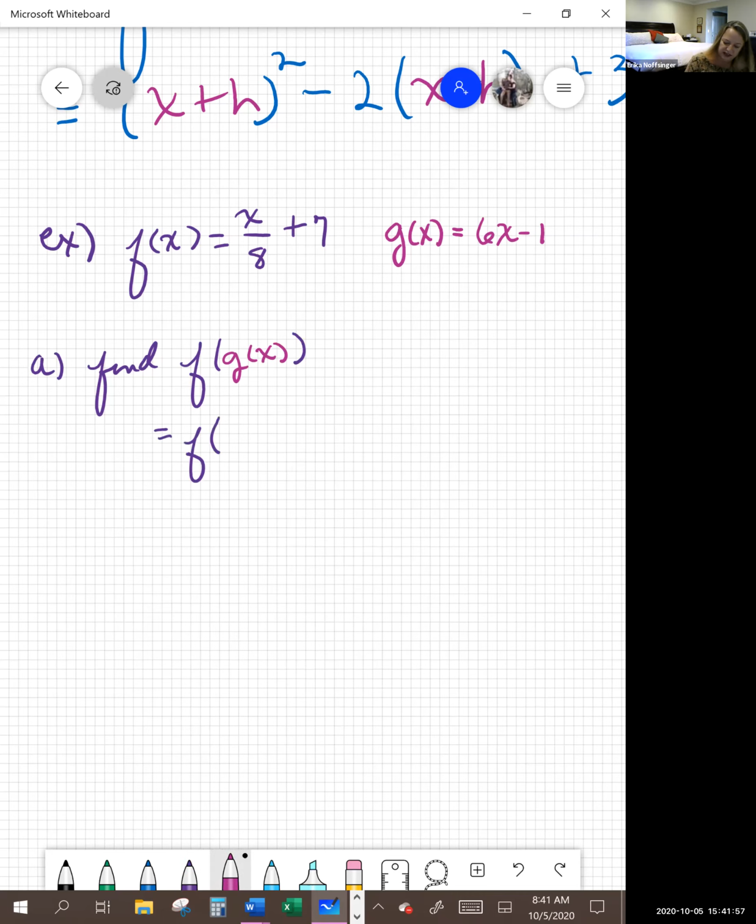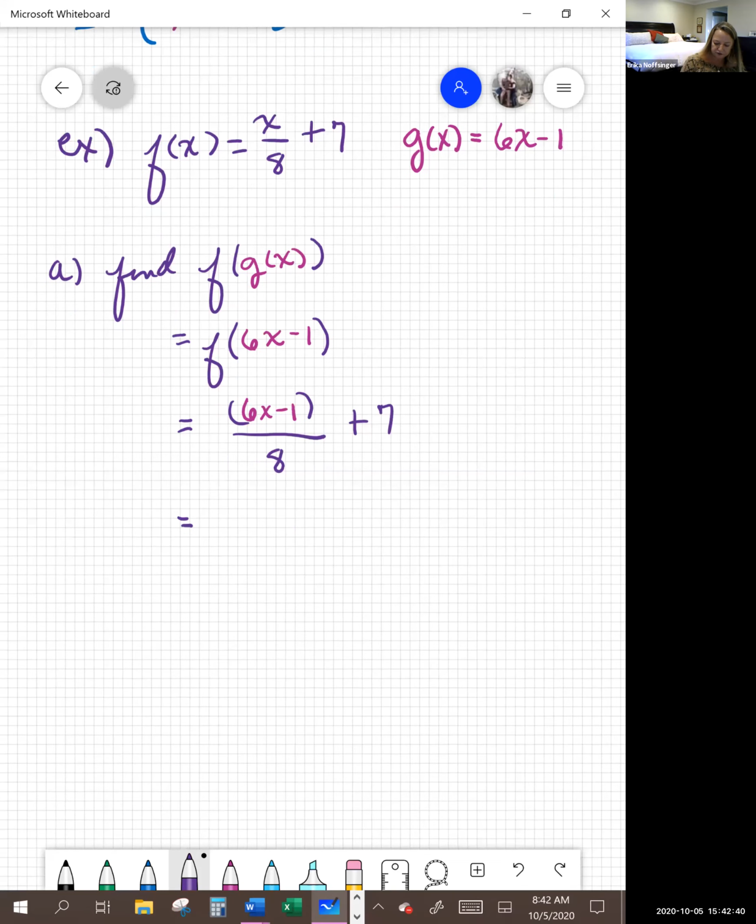So we're just going to go in wherever we see an x in f of x. We're going to replace that x with a whole expression, 6x minus 1. And so here we see an x. I'm going to just put parentheses for now, all over 8 plus 7. And now wherever we saw an x, let's replace that in our parentheses with 6x minus 1. So we can simplify a little bit, but again, we don't need to for now.